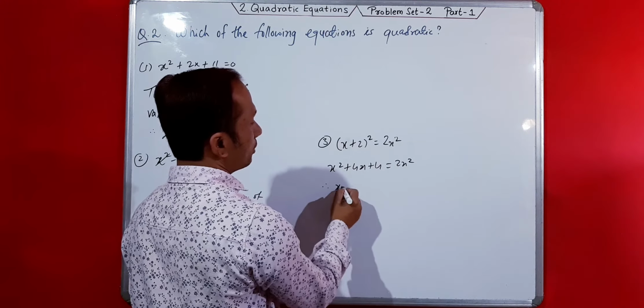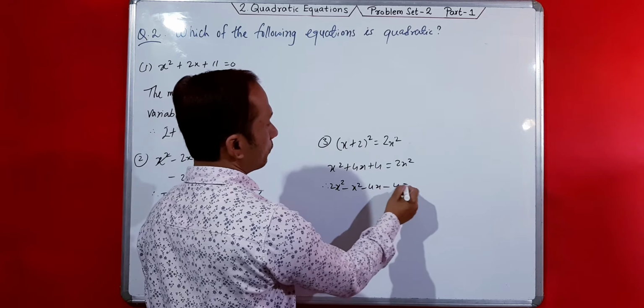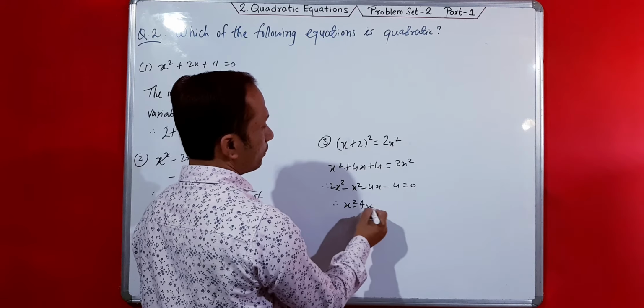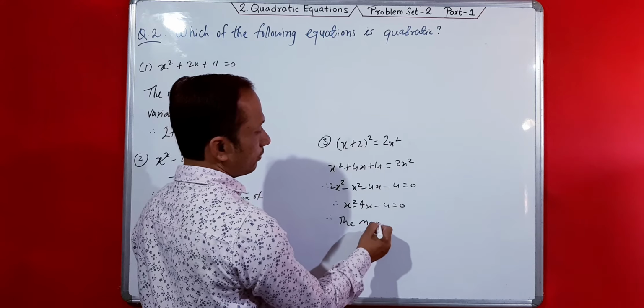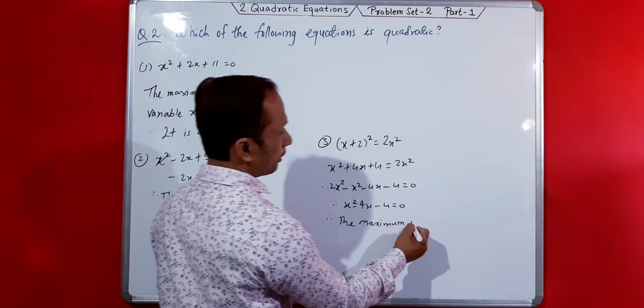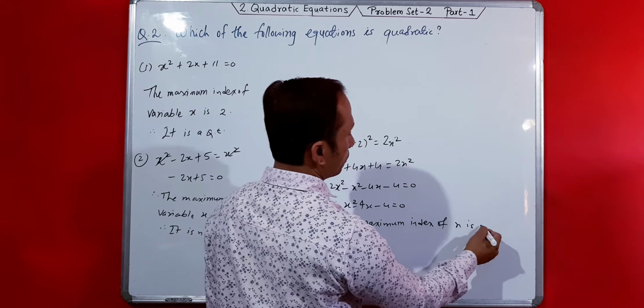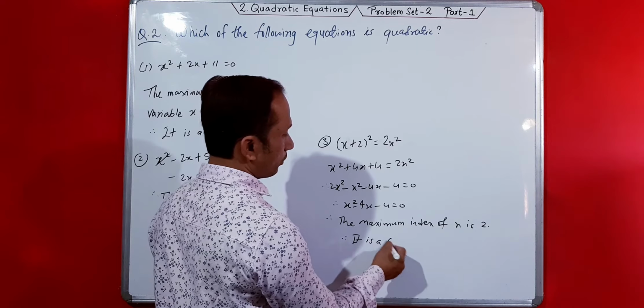So rearrange this to x square minus x square minus 4x minus 4 is equal to 0. Therefore, the maximum index of x is 2. Therefore it is quadratic. It is a quadratic equation.